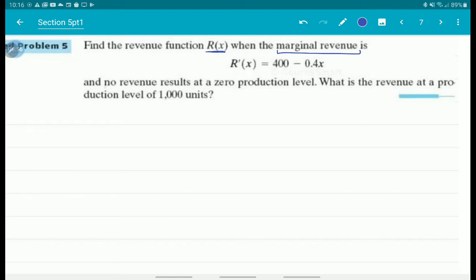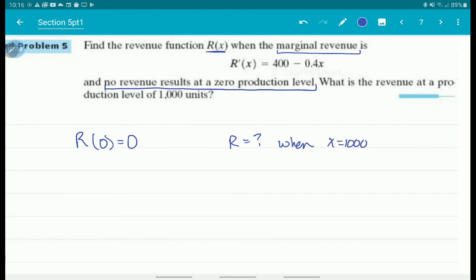Now, they're also giving us an initial condition. They're telling us no revenue results in a production level of 0. And they're asking us, what is the revenue at a production level of 1,000? Our first step is to figure out what the revenue equation would be.